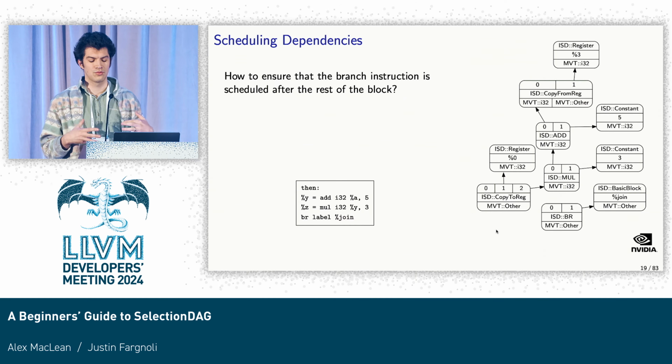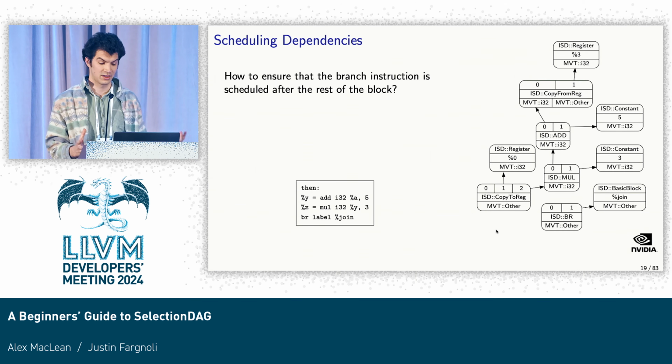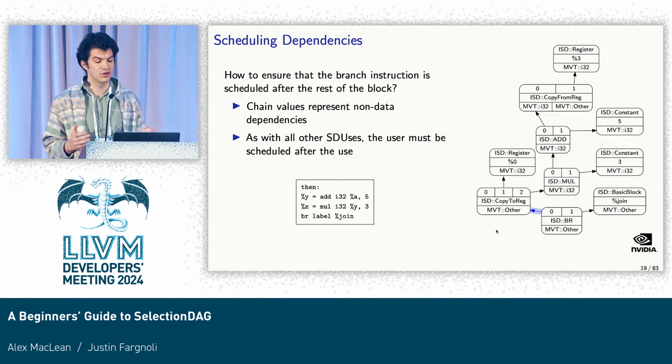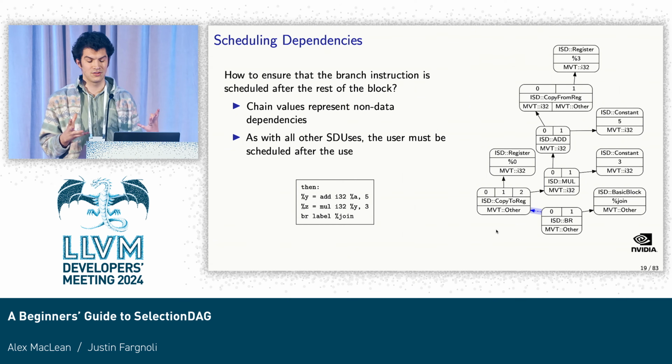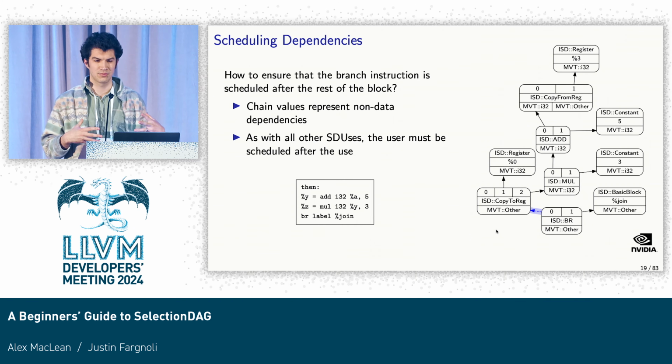So we need a way to represent dependencies that aren't data dependencies. And we're going to do this with chains. Chains are SDUses that don't represent actual data flow. They're not going to become a register. They just represent a dependency. And the nice thing about them is there's no really special handling of them. But when we're scheduling, we need to do a topological sort. And those chains will just ensure that that topological sort knows about these dependencies.